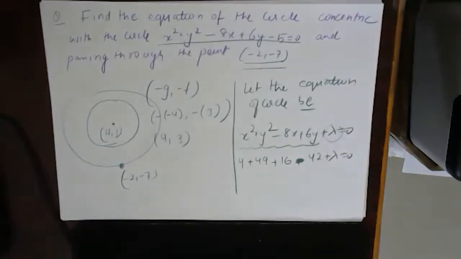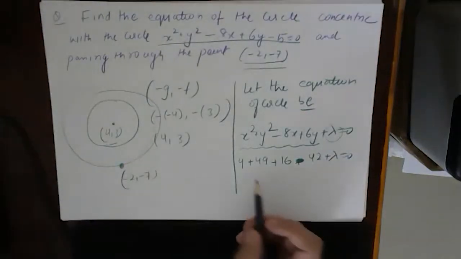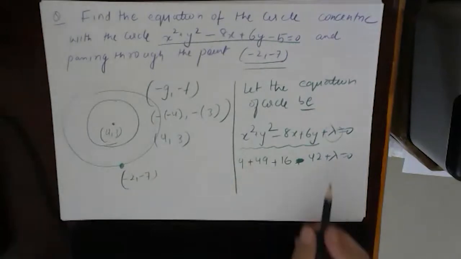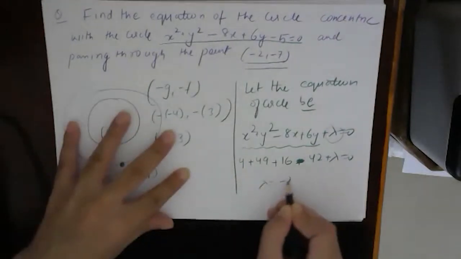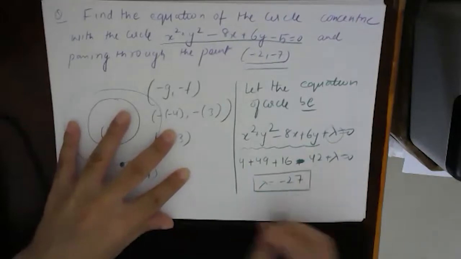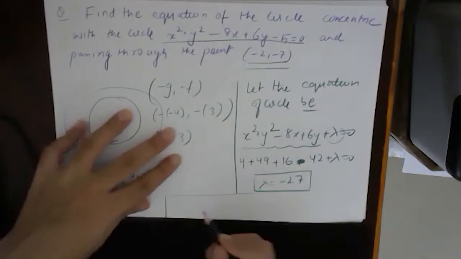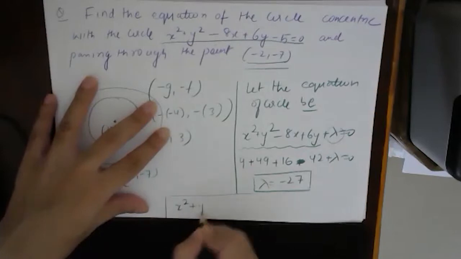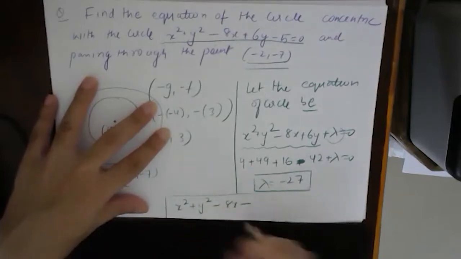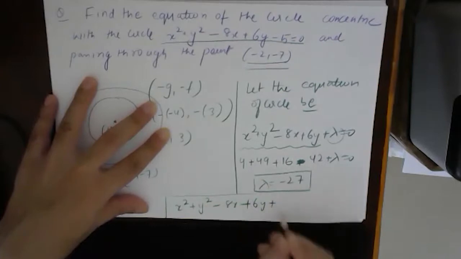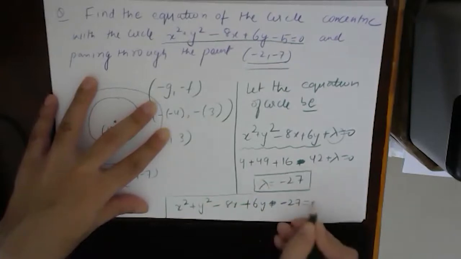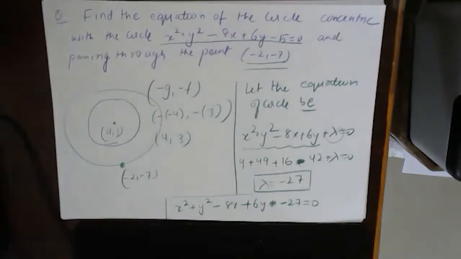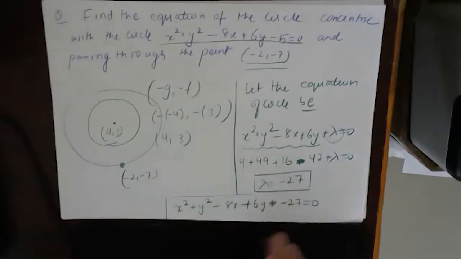When I solve this, what will I get? We will get lambda equals minus 27. So if we have got the value of lambda, what will be my equation of the circle? It will be x square plus y square minus 8x plus 6y minus 27 equal to 0. This will be the equation of the circle which we have to find. This is one method of solving it. Just check it, then we solve by using another method.